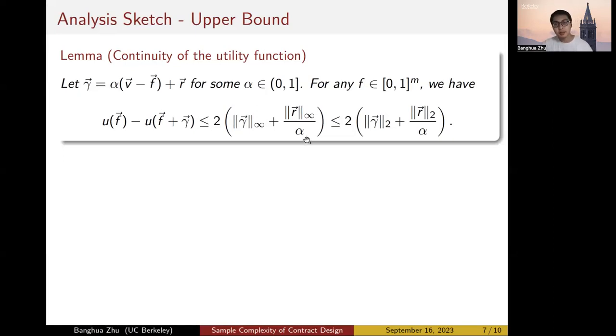And it's continuous in a non-straightforward fashion in that our gamma needs to be decomposed into two directions. One is a direction of v minus f that depends on both v and f. And the other direction is anything that is beyond this v minus f direction. And eventually our continuity bound actually depends on both the infinity norm of R and also this fraction of R.